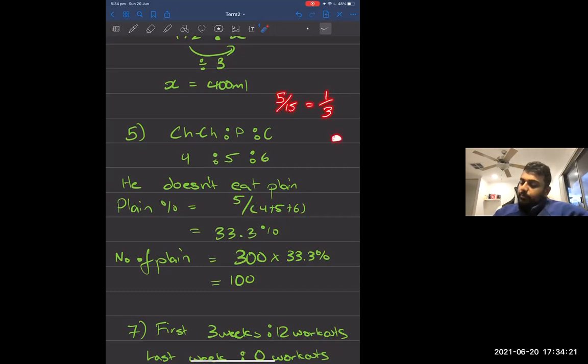Now, to convert fractions into decimals, all you do is take the top number, which is 1, and divide it by the bottom number, 1 divided by 3. Or in this case, you could do 5 divided by 15. And that'll give you the decimal answer, which is 0.33333, and on it goes, right?